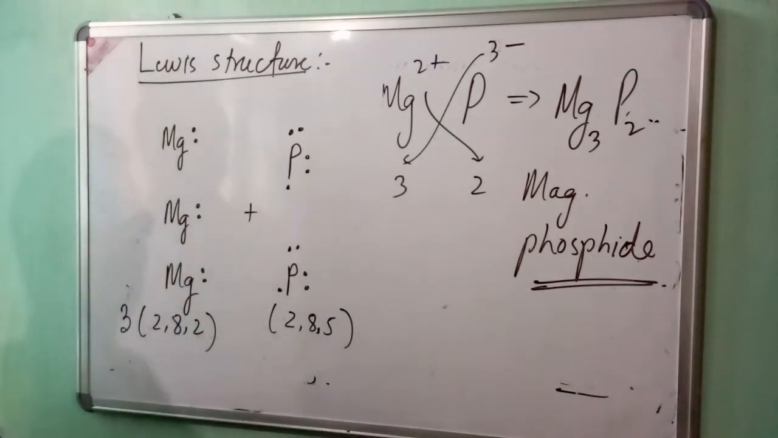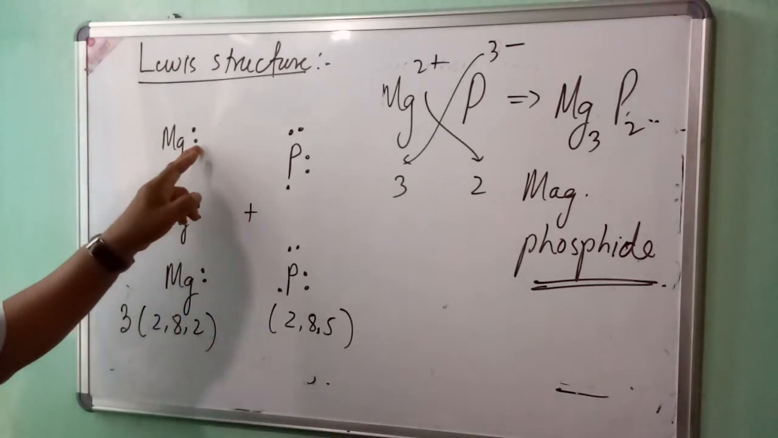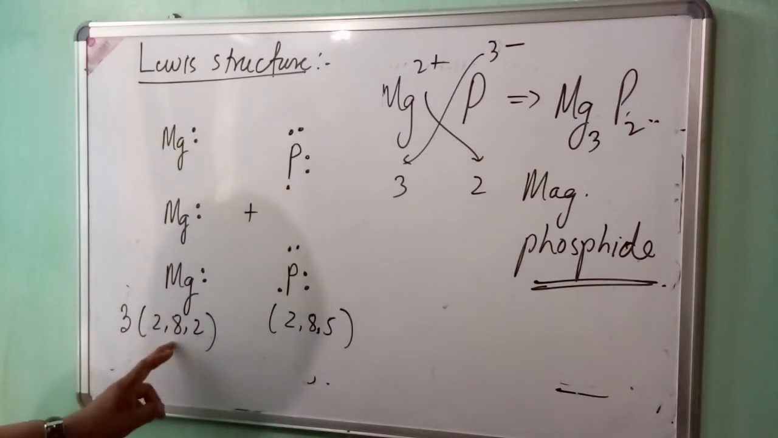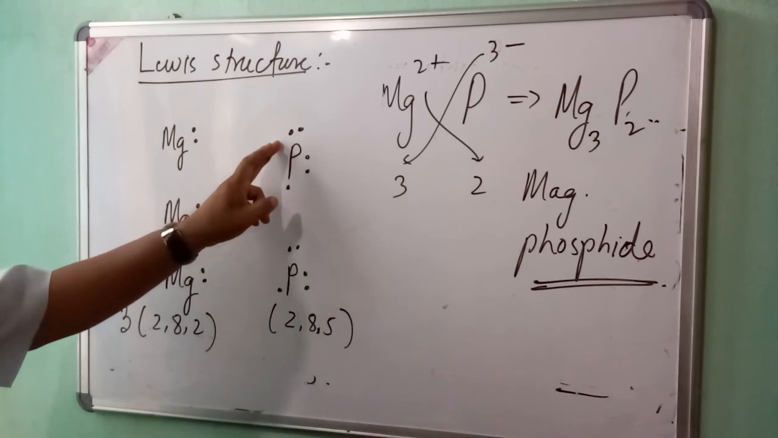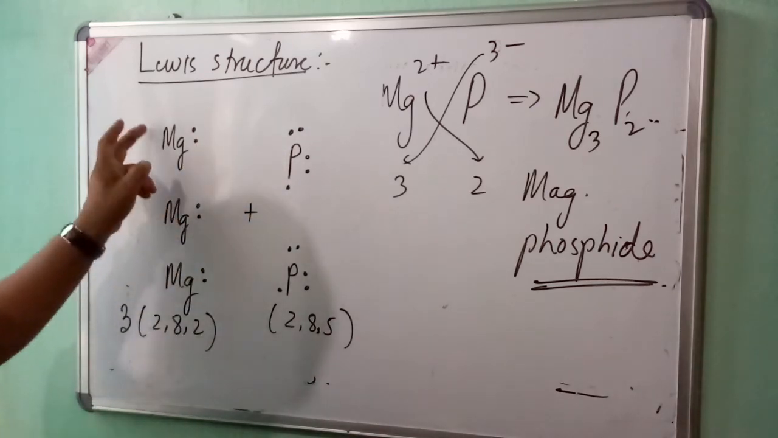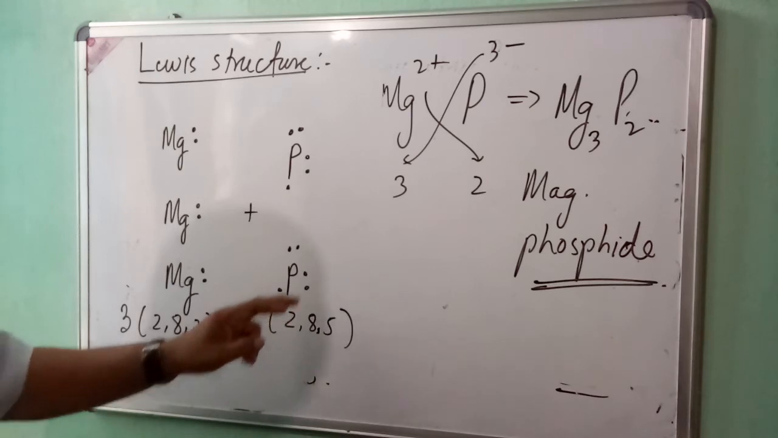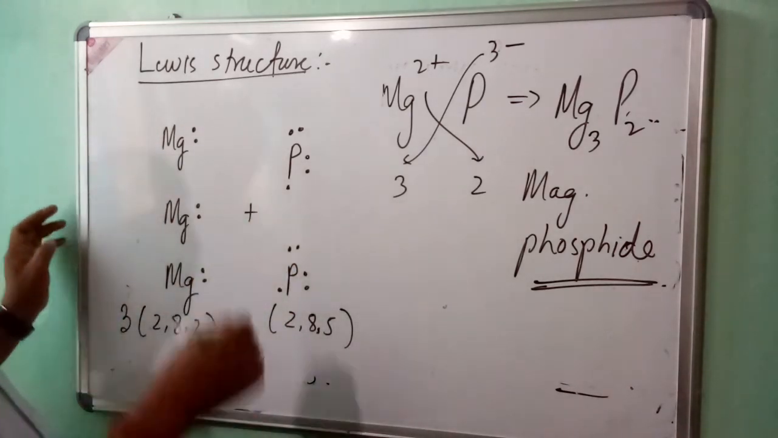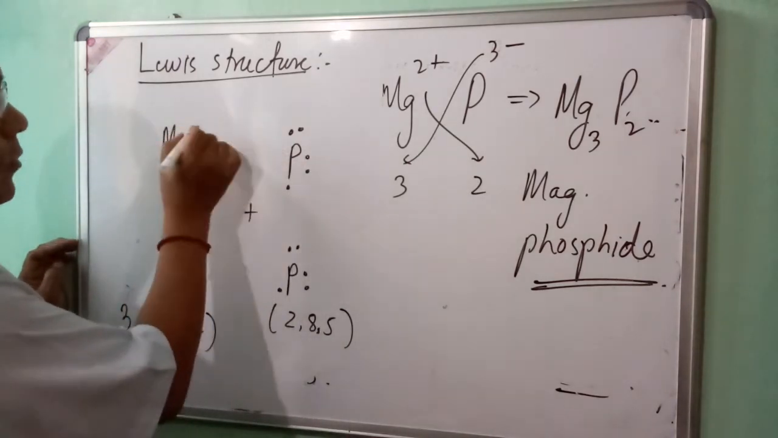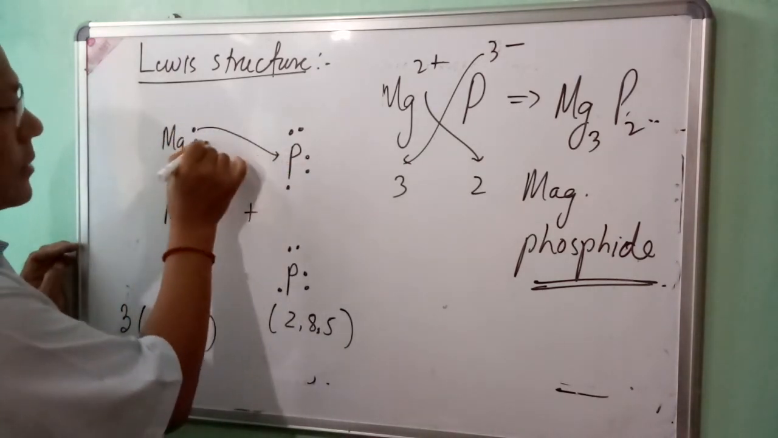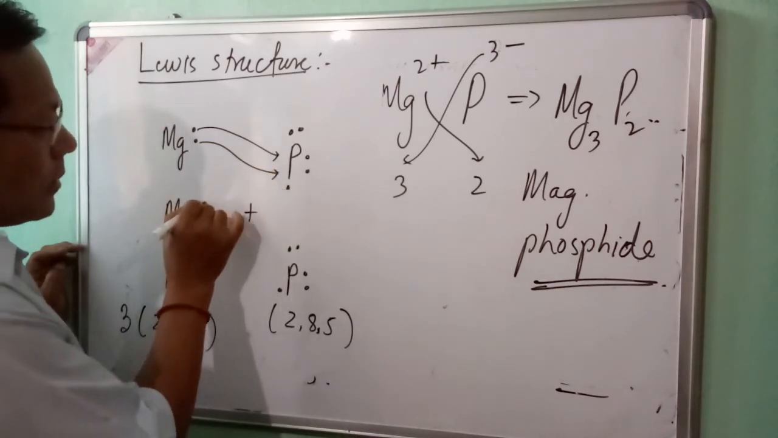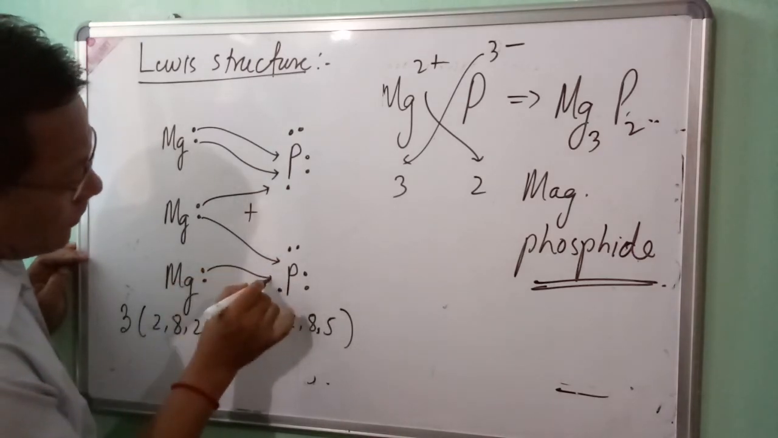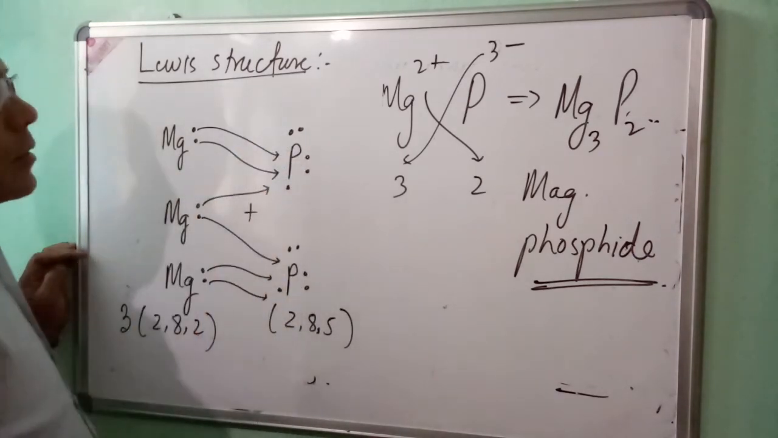So in order to get stable noble gas configuration, magnesium loses 2 electrons to form a magnesium ion, which gets the stable configuration of neon, and phosphorus will gain 3 electrons, one from each of the 3 magnesium atoms, to form a phosphide ion, which also gets the stable configuration of argon. The way of transfer of electrons from magnesium is like this, to get an octet.